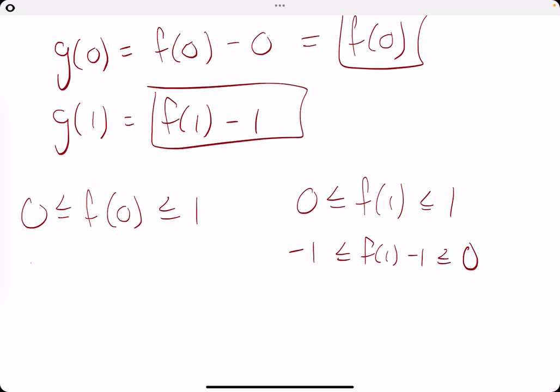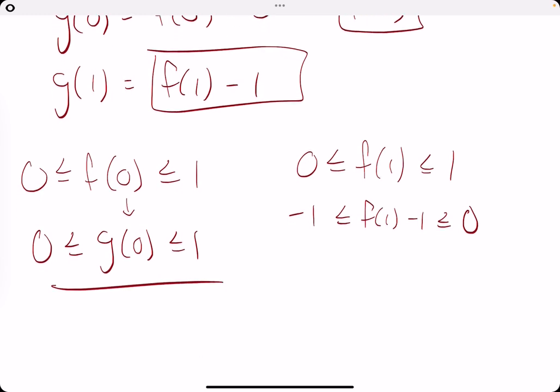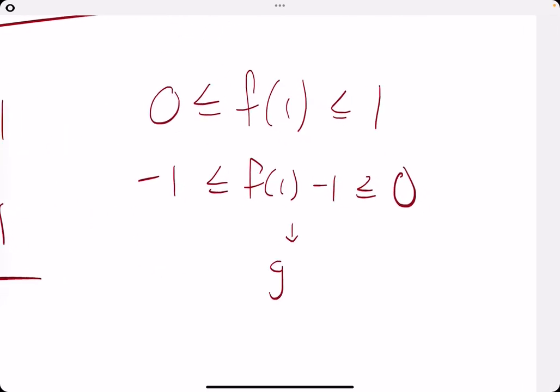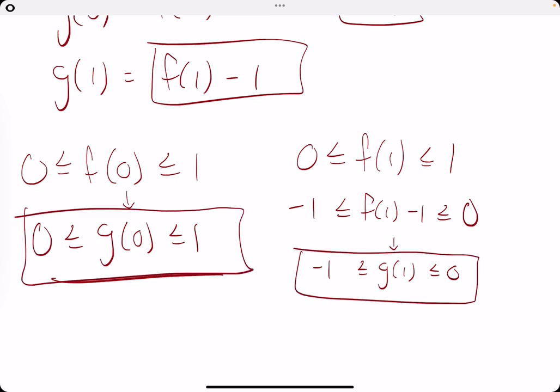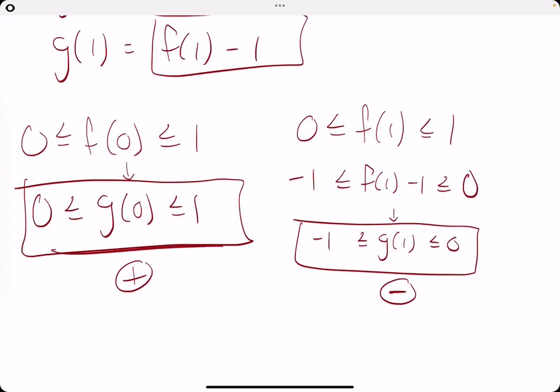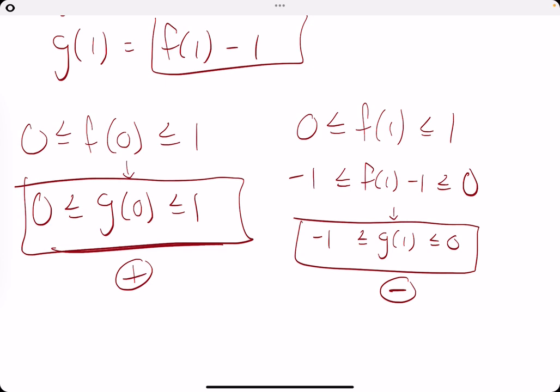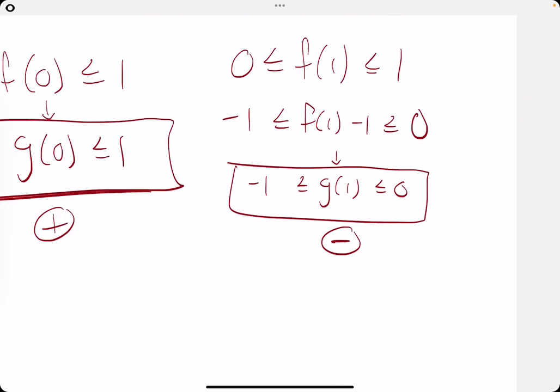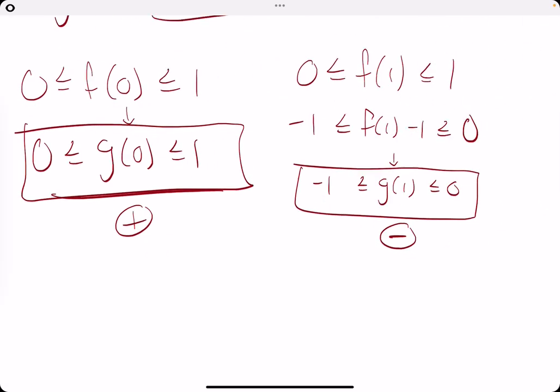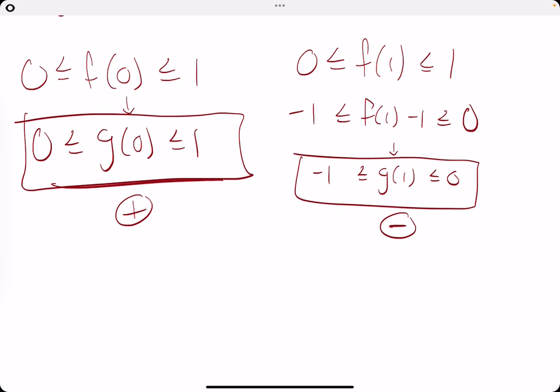So look at what we have here. We have that g of 0, which is f of 0, is between 0 and 1, inclusive. And then g of 1 is between negative 1 and 0. And so it's close to saying that g of 0 is positive and g of 1 is negative, right? It's very close to saying that, but it's not quite. And the reason is we have a chance of g of 0 being equal to 0, and we have a chance of g of 1 being equal to 0. That's the only thing stopping this from being positive and this from being negative. So we have to run all three cases.